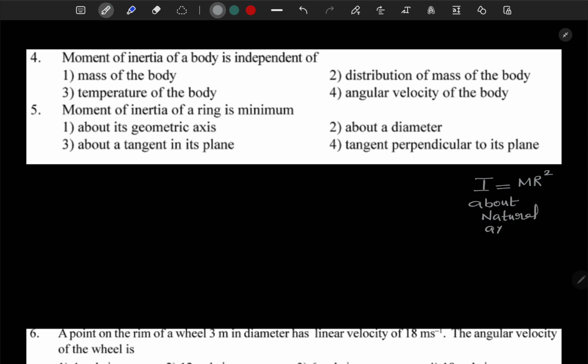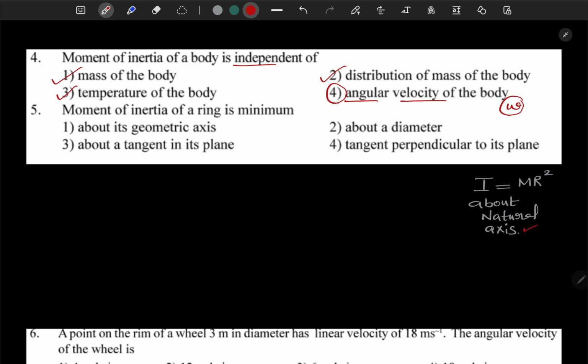So if you observe, I is equal to mr square, then it depends on the mass of the body. So of course this is correct, and the distribution of the body is also correct. The temperature of the body is also correct, but it does not depend on the angular velocity, which is omega. If you observe, there is no omega in the formula. So moment of inertia is independent of omega, which means option 4 is correct. 1, 2 and 3 are correct, but that's not the option for this question.